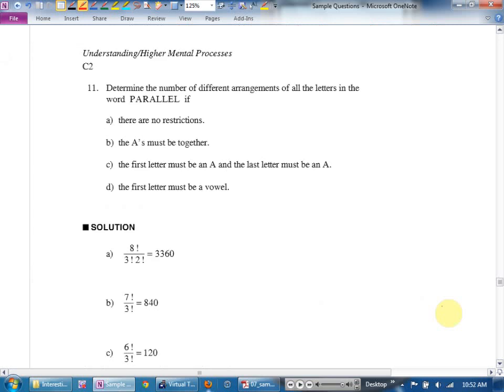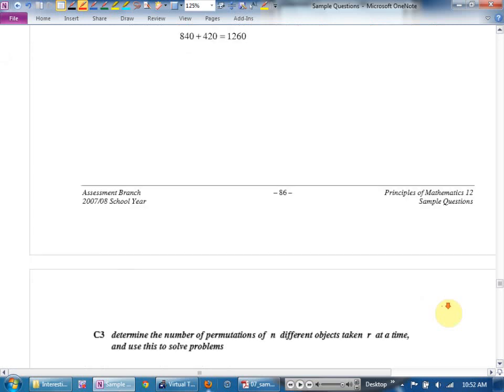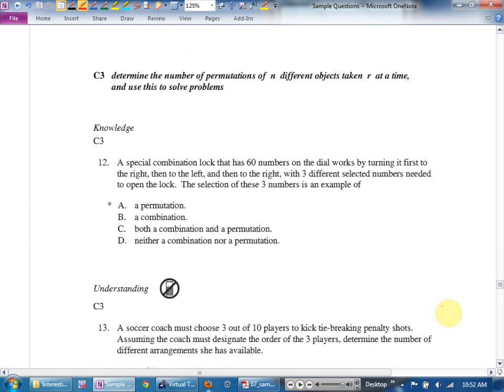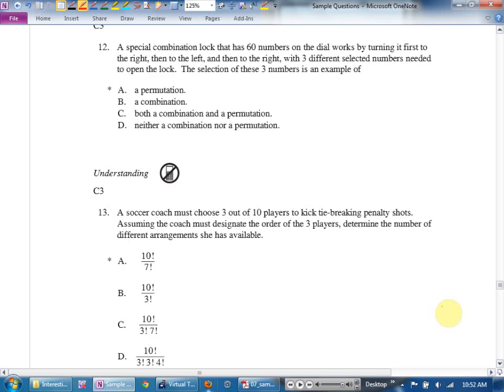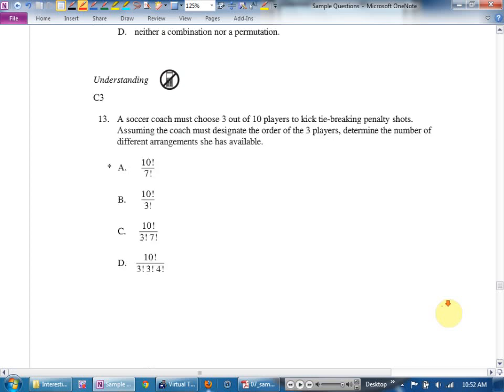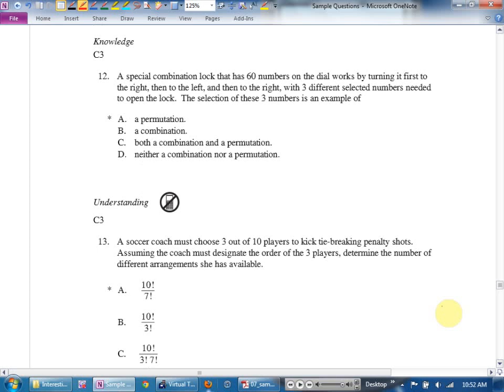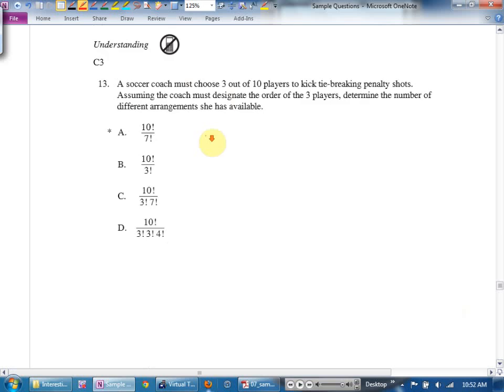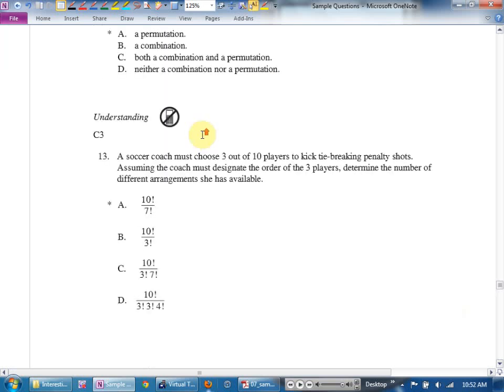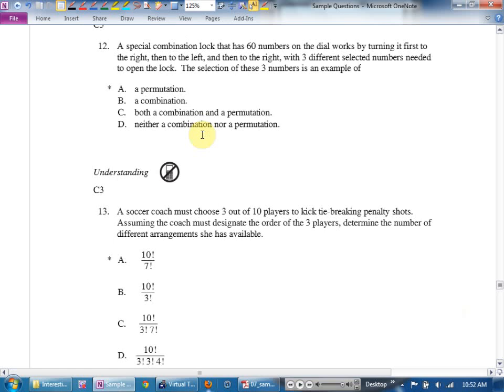By the way, for what it's worth, combination locks should be called permutation locks because order matters. Combination lock, actually it's a permutation. They named them wrong. Order matters for permutations. So a combination lock has 60 numbers on the dial. It works by turning it first to the right, then to the left, then to the right, with 3 different selected numbers needed to open the lock. Selecting these 3 numbers, does order matter here? That's a permutation.